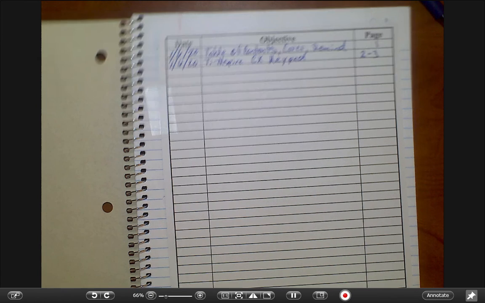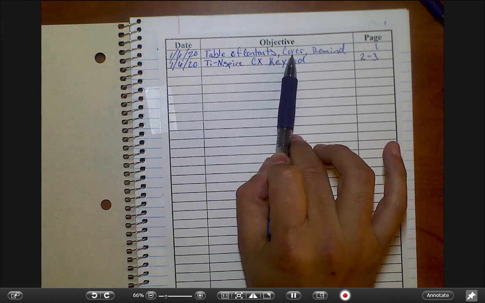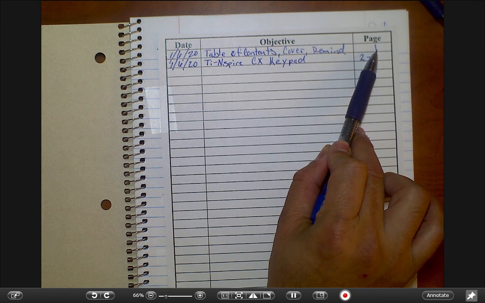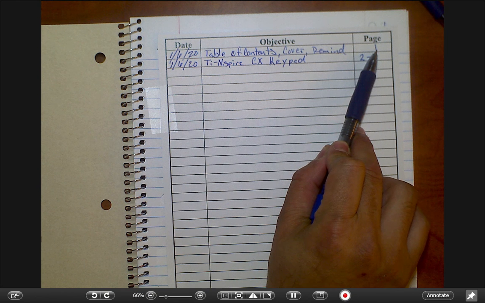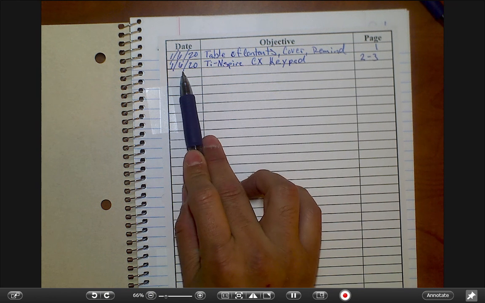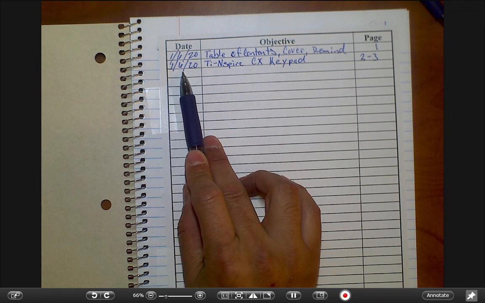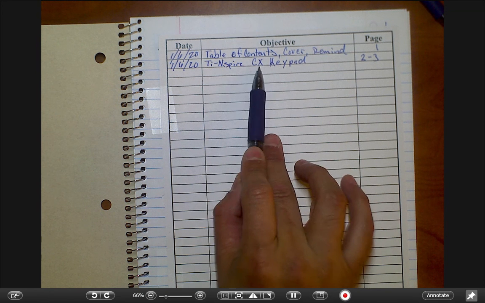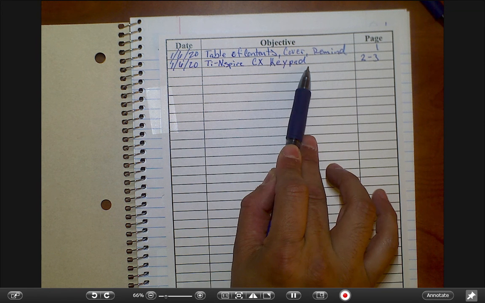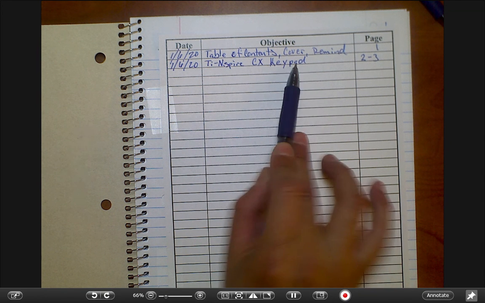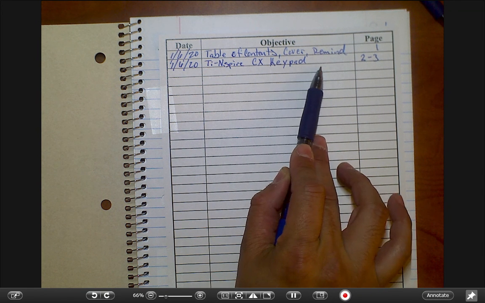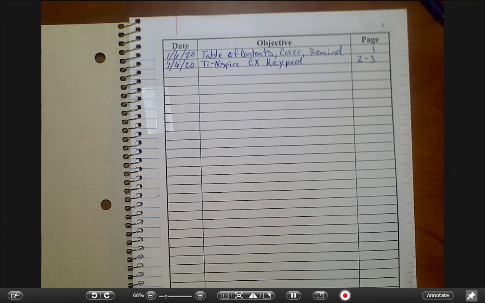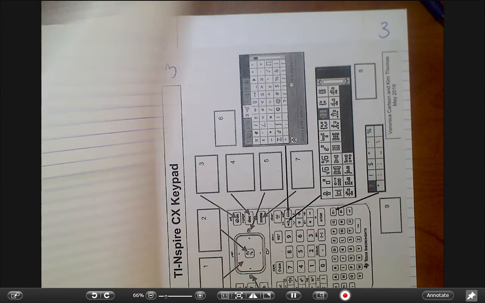Now, table of contents. Cover. Remind. This is all page 1. Now, also, we're going to do page 2 and 3. Page 2 and 3 is our TI Inspire CX keypad. That's going to end up over on page 3 in our notebooks. But on page 2 and 3, let's take a look. So I'm going to flip my notebook over to page 2 and 3.